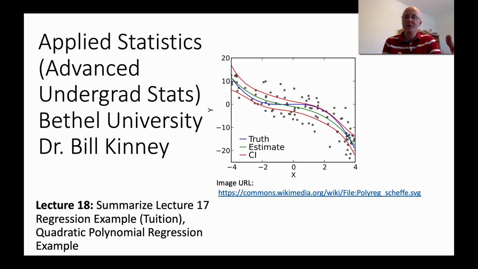The second part of the lecture, I'm going to do something pretty different. I'm going to start to introduce multiple regression by considering something called a quadratic polynomial regression example. Usually in multiple regression, you've got more than one explanatory variable. But in this example, we're just going to have one, though it will involve a quadratic function instead of a linear function.